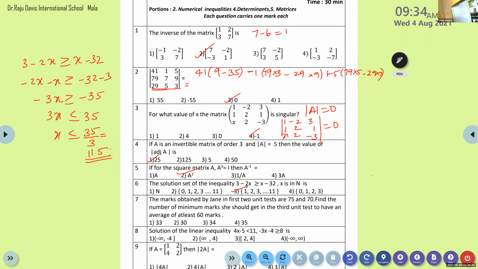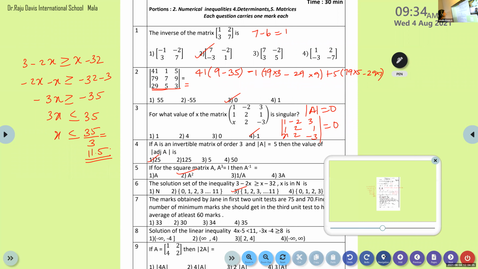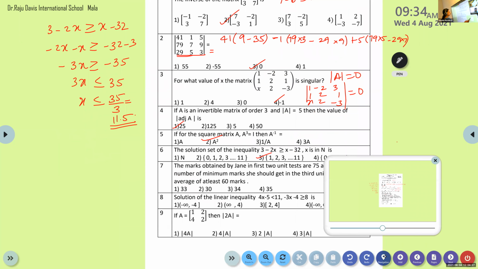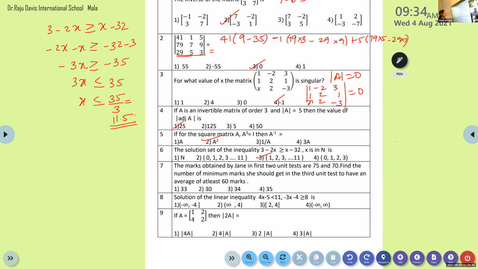Then look at the next one, the 7th one. Marks obtained by Jane in the first 2 tests are given as 75 and 70. What is the minimum marks she should get for an average of at least 60? So (75 plus 70 plus x) by 3 must be greater than or equal to 60. So it is 145 plus x is greater than or equal to 180. X must be greater than or equal to 180 minus 145. So x is greater than or equal to 35.